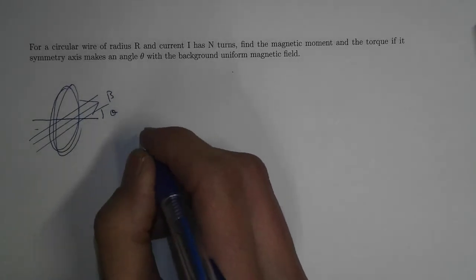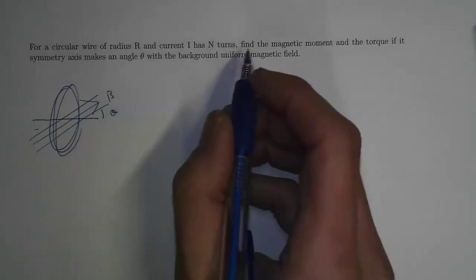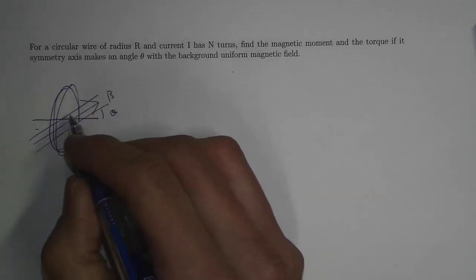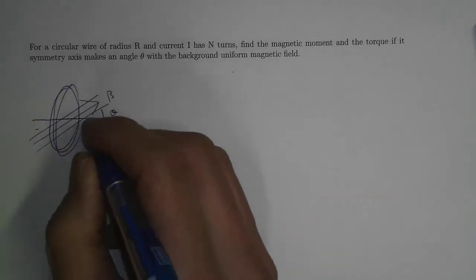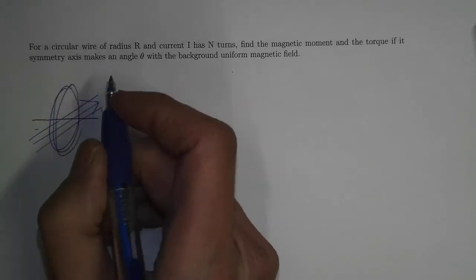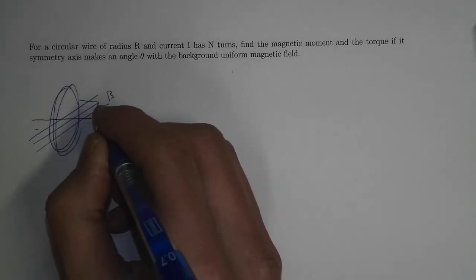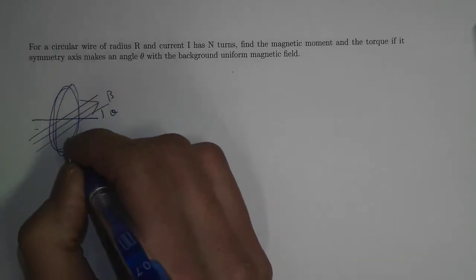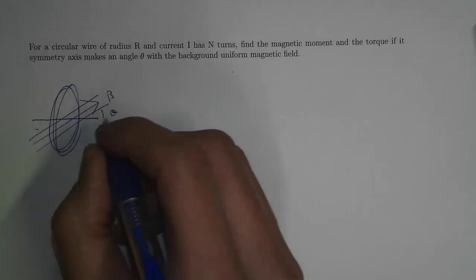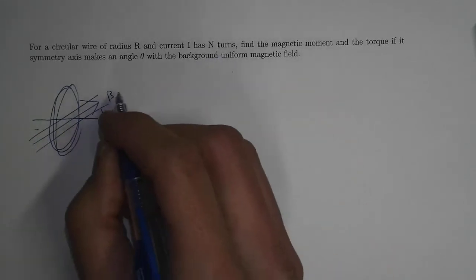Because of the symmetry of this problem, it doesn't really matter how I draw this thing, as long as I can basically rotate this until the B field is in the XY axis. All right, so let's basically do this problem now.